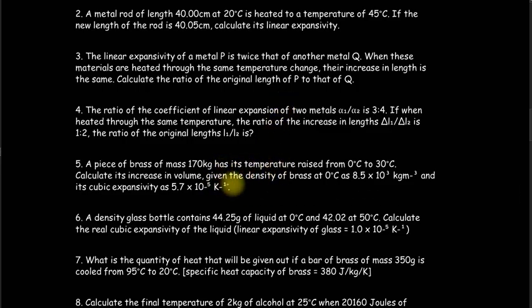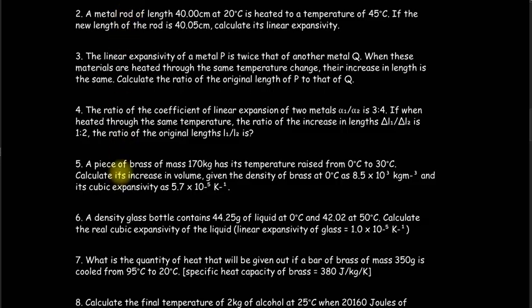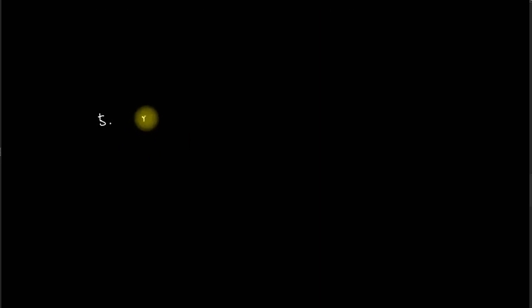So this question is a normal case of volume expansivity. Why this has to do with what I just talked about. So let's solve the question anyways. Number 5, before we come back to this, let's solve number 5 first. So number 5 says a piece of brass of mass 170 kg. You can just write down the parameters.